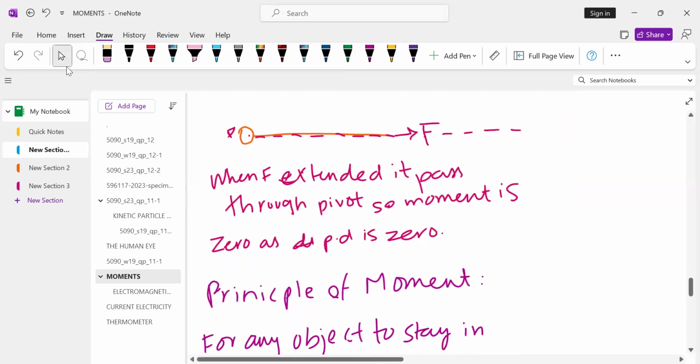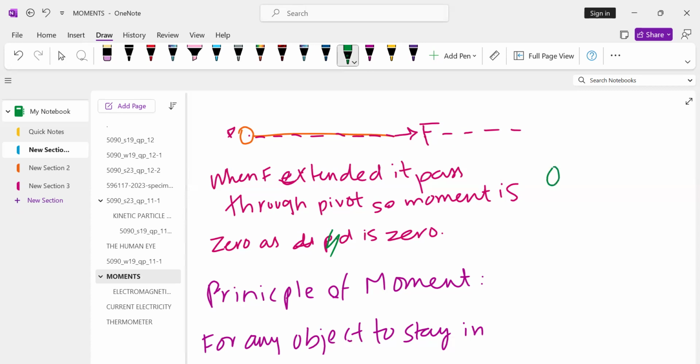And then we have another case. In this, you can see that the pivot is present here, which I have drawn using orange color. And this is the force line, which is extended towards back. When the force line is extended towards back towards the pivot, it passes through the pivot. So the moment is 0 as the distance is 0, or you can say the perpendicular distance is 0.